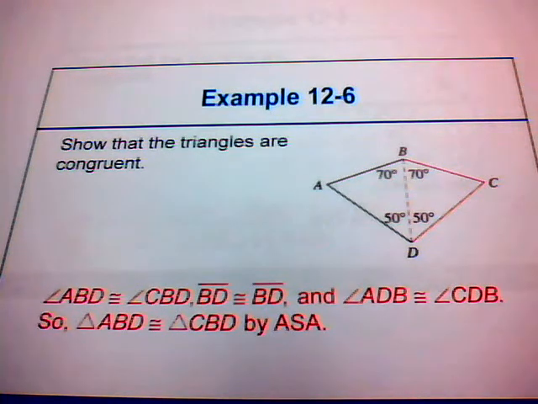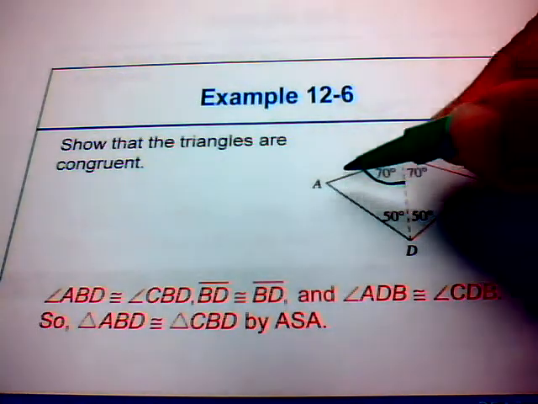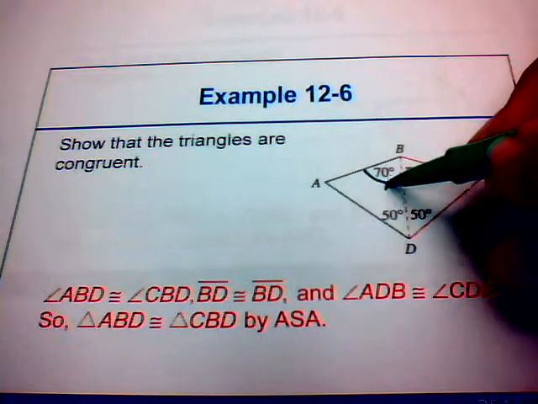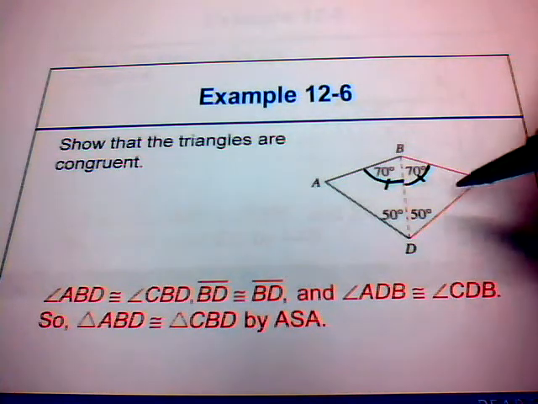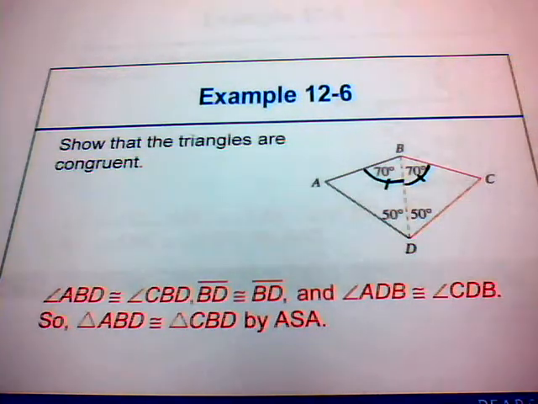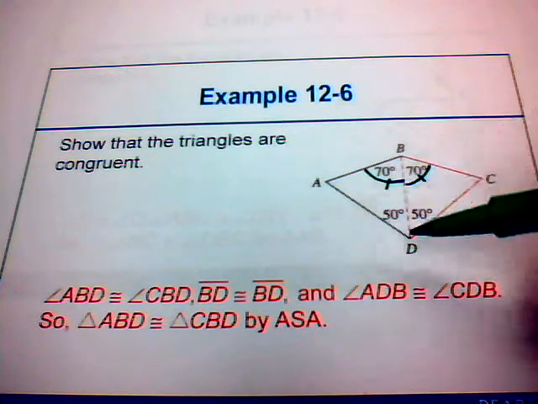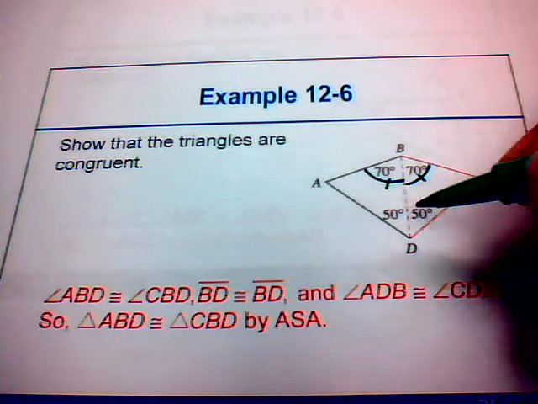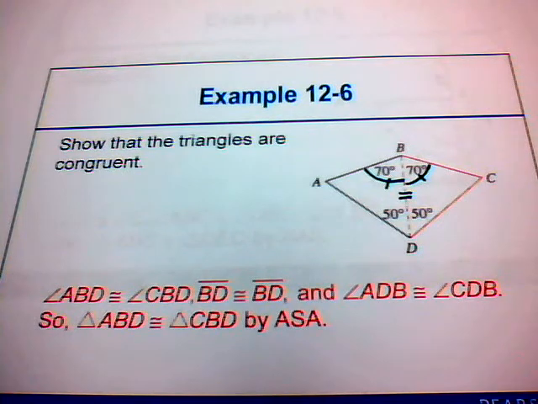We got two 70-degree angles here. We can see that angle ABD, that's this angle right here, is congruent to angle CBD. Because if I'm going to say ABD, I must say CBD. So I need to be consistent here. Also, take a look at this side right here. BD is the common side for both of these triangles. So I can say that BD is congruent to BD. Well, line segment BD is congruent to itself, line segment BD.